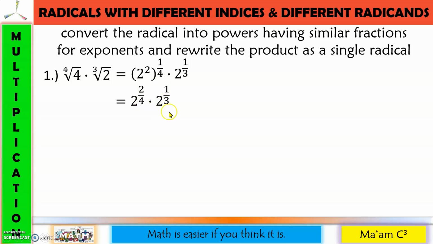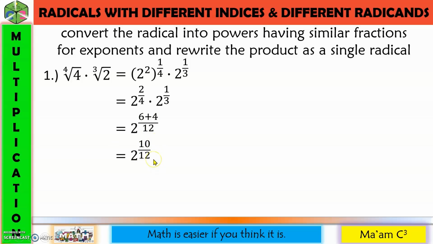Since the denominators of my exponents are not the same, I'll determine the LCD. And the LCD of 4 and 3 is 12. So 12 divided by 4 is 3, times 2 is 6. And then this is plus. 12 divided by 3 is 4, times 1 is 4. And then 6 plus 4 is 10. So this is 2 raised to 10 over 12.